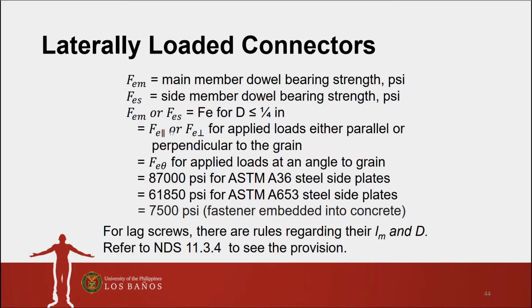F sub EM or F sub ES is equal to 87,000 psi for ASTM A36 steel side plates, 61,850 psi for ASTM A653 steel side plates, and 7,500 psi for fastener embedded into concrete. So for lag screws, there are rules regarding their L sub M and D. Refer to NDS 11.3.4 to see the provision.